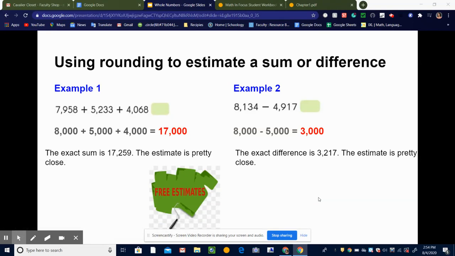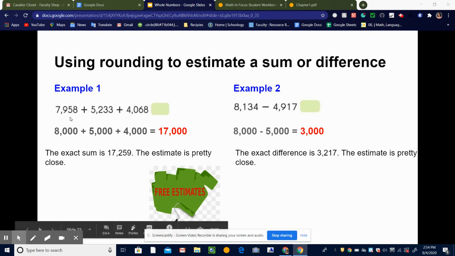So now let's use what we know about rounding to estimate a sum or a difference. Remember, a sum is the answer we get when we add numbers together, and the difference is the answer we get when we subtract numbers. So first, in this first example, we are adding three numbers together.